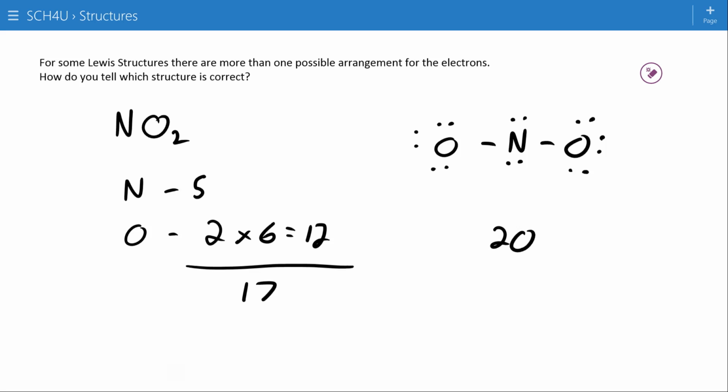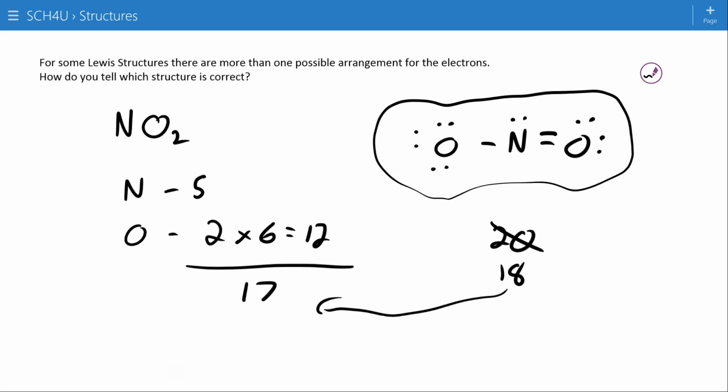So the first thing we know to do here is to make a double bond. We erase those 4. I'll make a double bond to the right. I could have made the double bond to the left. It doesn't make any difference. That gets me down to 18 electrons. I need to get down to 17, which means in this structure somewhere, I have to remove an electron.